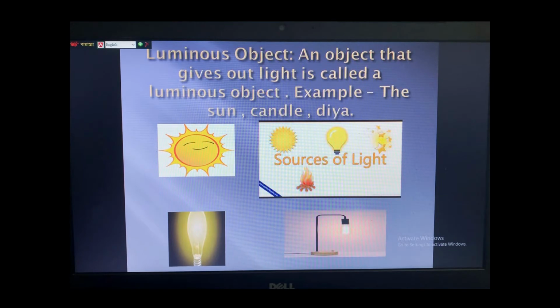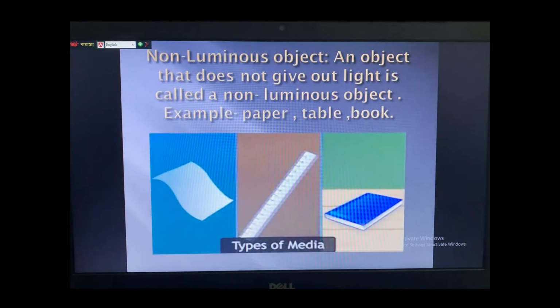We know the sun is the main source of light on the earth. Luminous object. An object that gives out light is called a luminous object. Example, the sun, candle, diya. All of these are luminous objects and they are also sources of light. Non-luminous object. An object that does not give out light is called a non-luminous object. Example, paper, table, book.